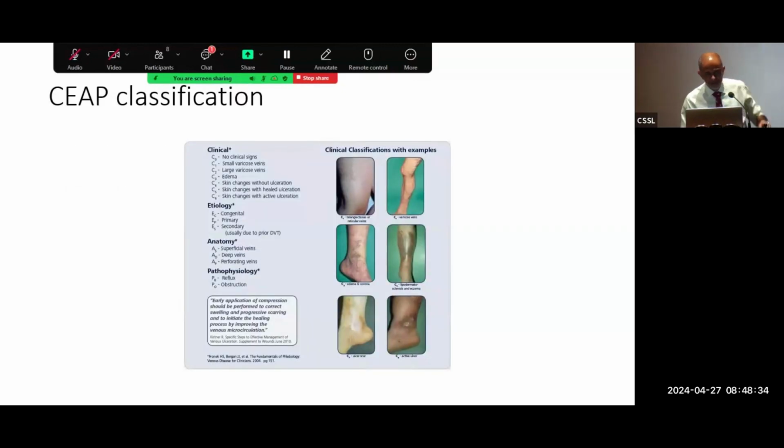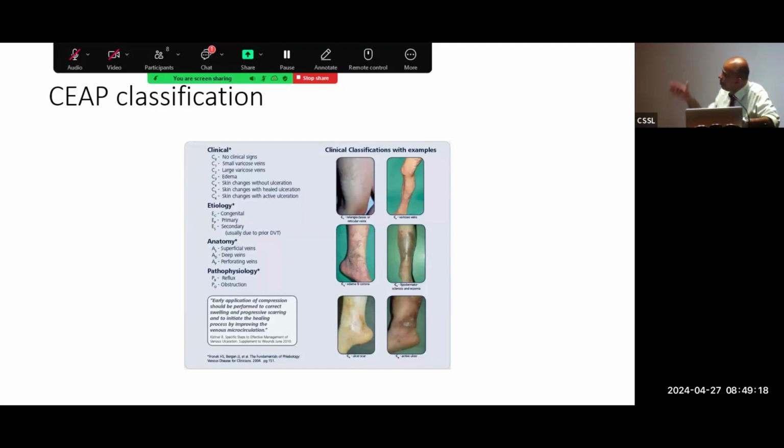Right. So once you do your clinical assessment, all of you know the CEAP classification, where C0 is no clinical signs. C1 is small varicose veins, C2 is large varicose veins. When mild edema at the end of the day comes, that is C3. Skin changes without ulceration is C4. Healed ulcer is C5. Active ulcer is C6. So they grade it.